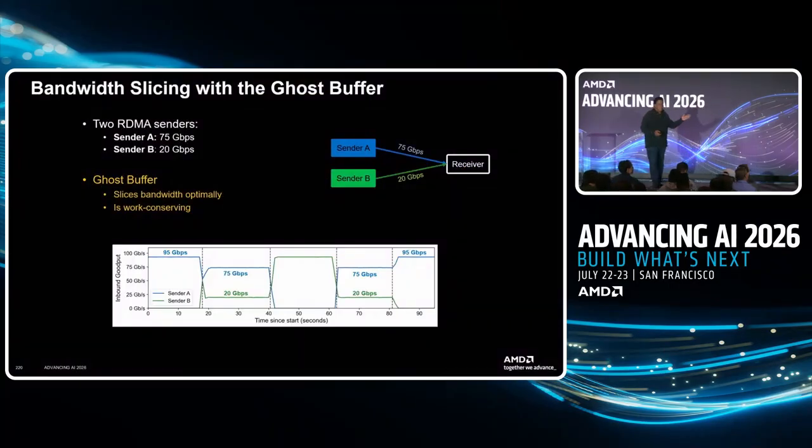And this is in the cloud, so there may be TCP traffic running in the background. We don't care. Let's just specialize to RDMA senders and look at the slicing of the bandwidth. In this case, blue and green senders have been allocated 75 and 20 gig each. The key thing I want to show are two things. One is that the bandwidth is sliced as allocated.